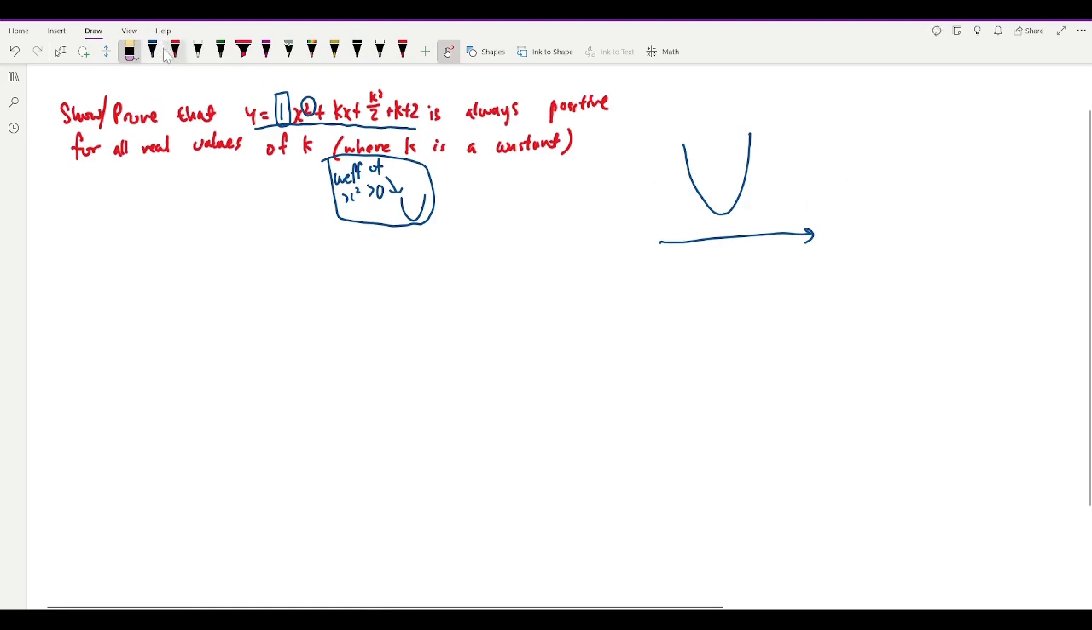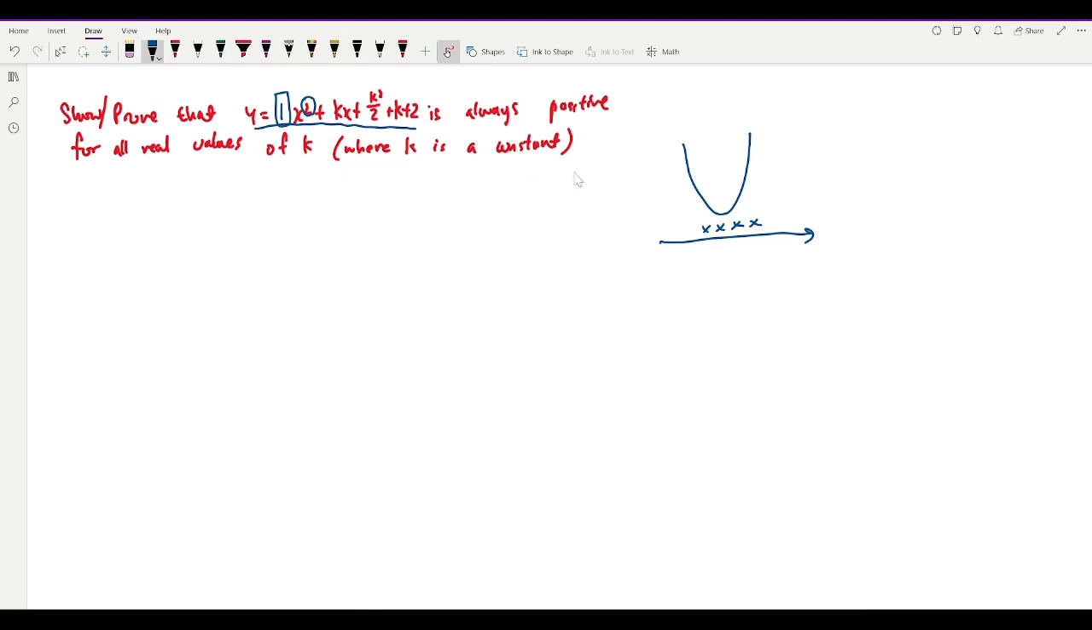What isn't fixed is the value of k, or rather your discriminant. That one is unknown. We need to show that your discriminant is less than 0. So let's go ahead and find the discriminant.